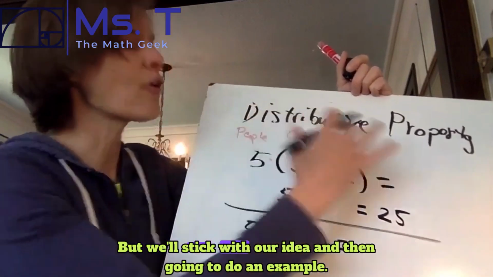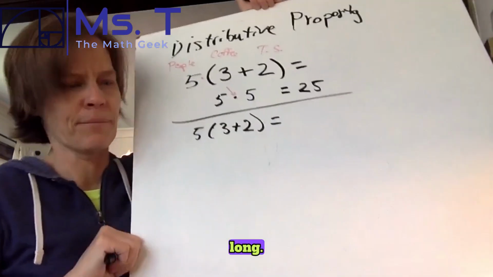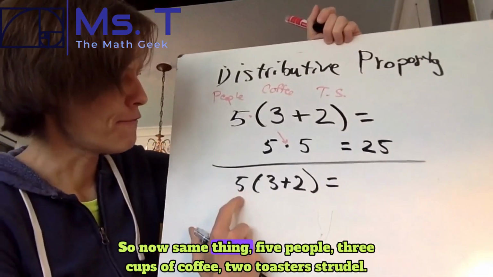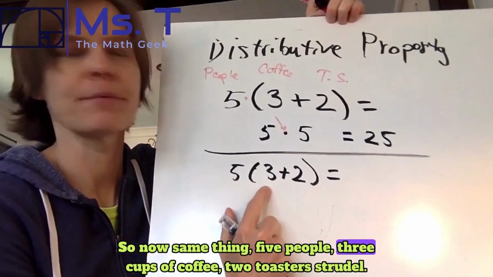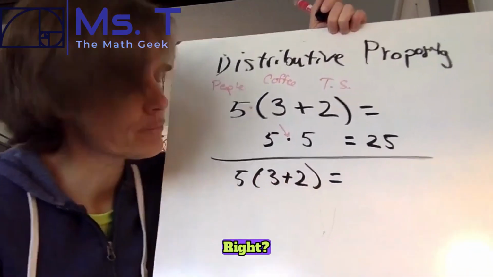But we'll stick with our idea, and I'll do another video on an example because I have a feeling this is going to go long. Okay, so now, same thing. 5 people, 3 cups of coffee, 2 toaster strudel. How many things do I need, right?